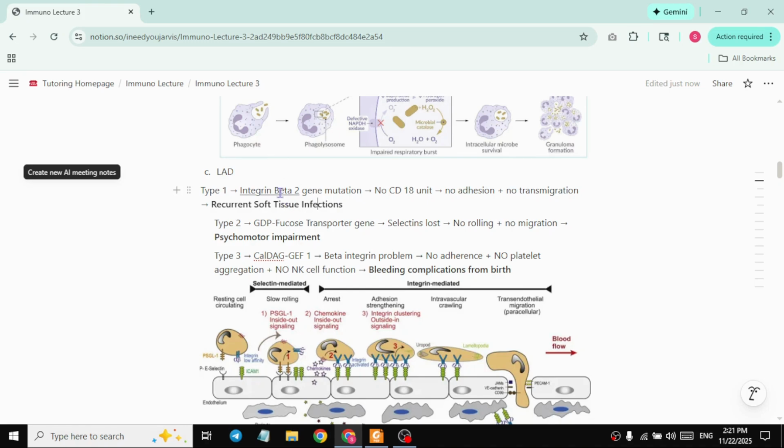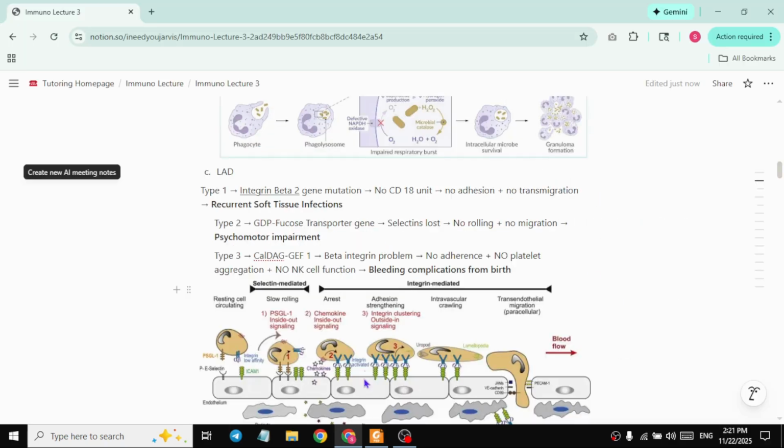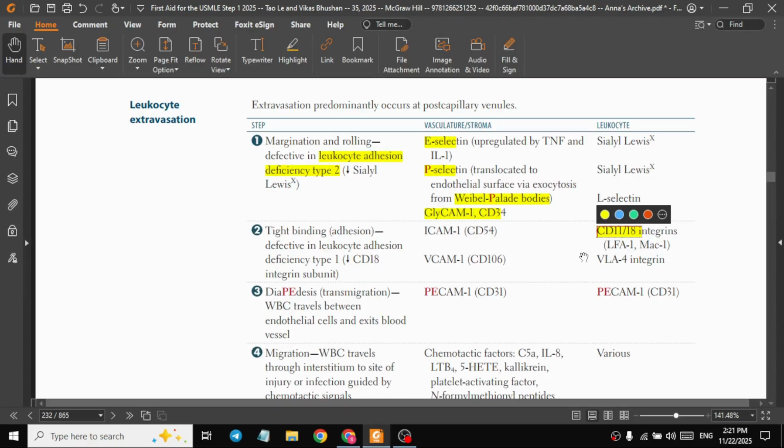So the beta 2 integrin gene, right, if it's mutated, then you cannot form the CD18 unit, right? And where's the CD18 unit? This one, okay? So CD18 is not working. All right, we got that. Now, if CD18 does not work, which steps are going to be lost? Adhesion, and the following step, the transmigration, is not going to occur anymore, okay? So what are you going to have? The main focus that they want you to keep on for type 1 is soft tissue infections. Okay, that's the main crux of the whole type 1. Recurrent soft tissue infection, right? And we understood why. This is usually the CD18 domain, okay, adhesion part.